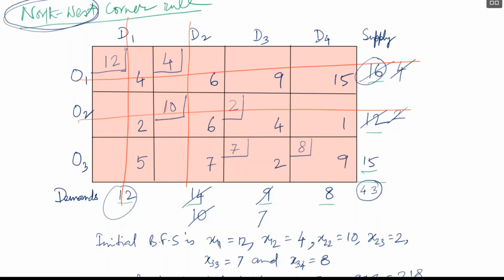Now we have got just an initial BFS. We do not know whether that is the optimum cost, that is whether it can be reduced further or not, we do not know. How do we check the optimality, that is whether it is possible to reduce the cost further or not? For that we do some test.